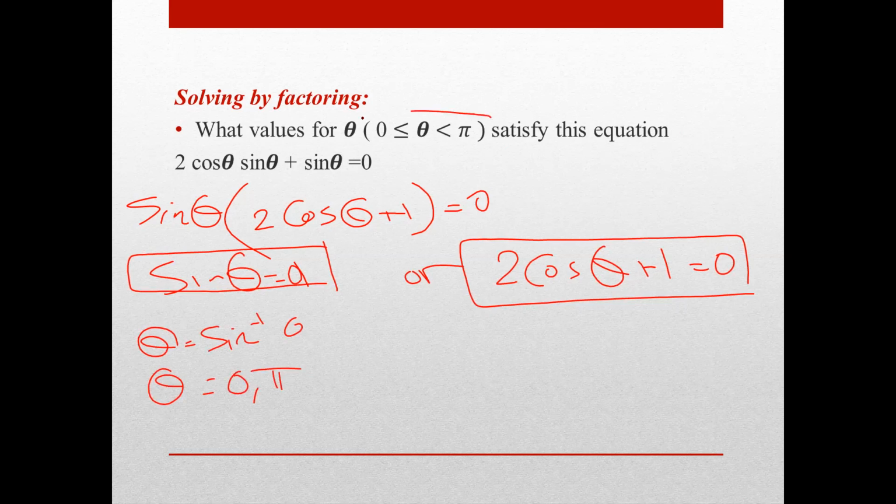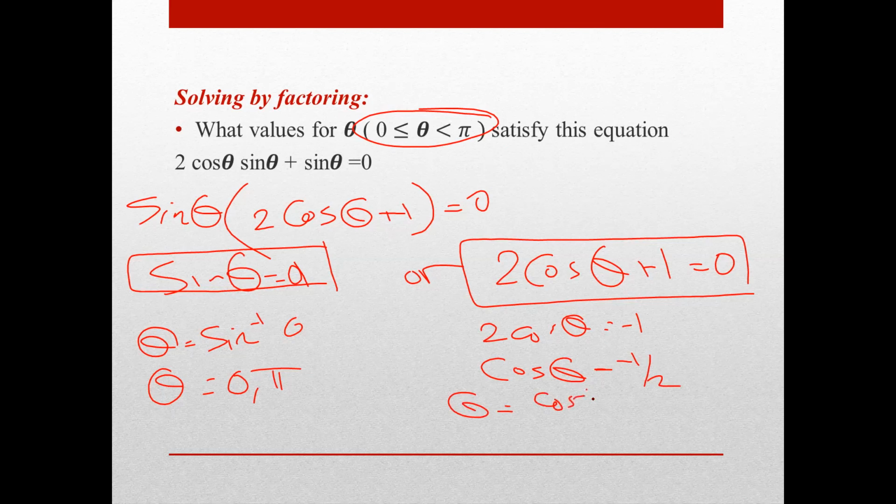Okay, the interval is from 0 to pi only, so I have to use it from 0 to pi only. 2 cosine theta plus 1 equals 0. So 2 cosine theta is -1, so cosine theta is -1 over 2. So theta is cosine inverse of -1 over 2.